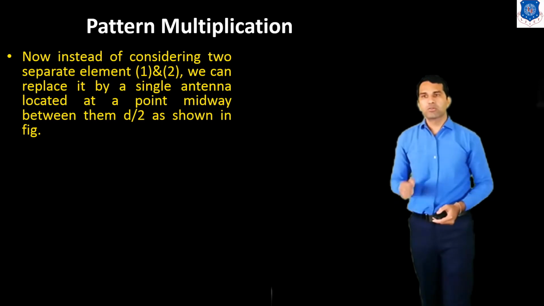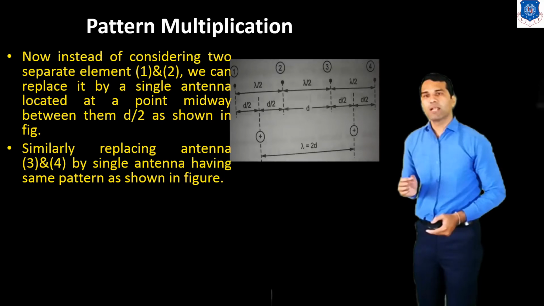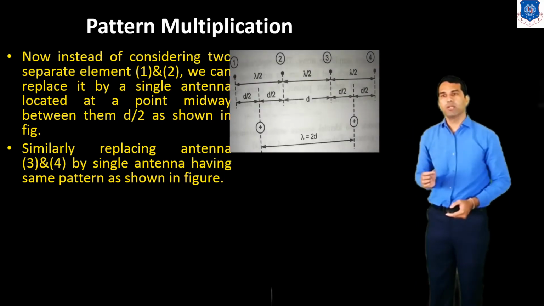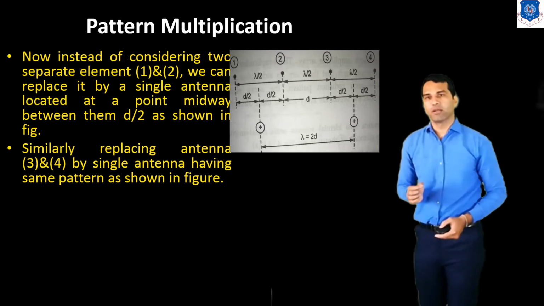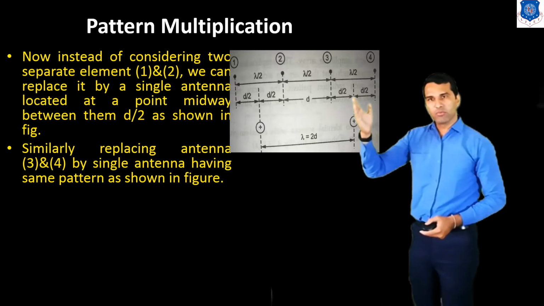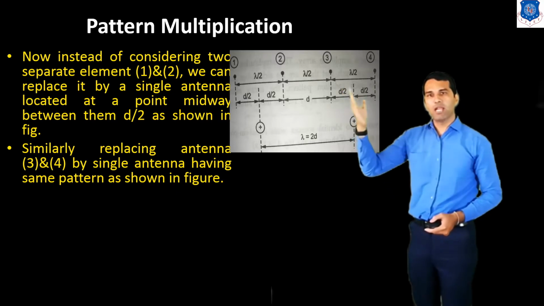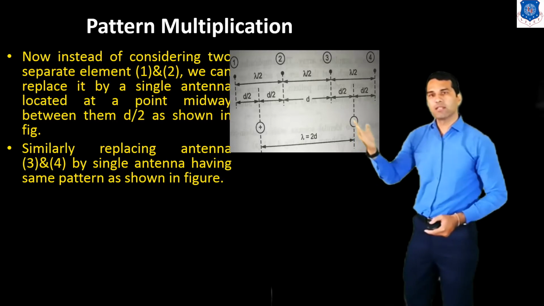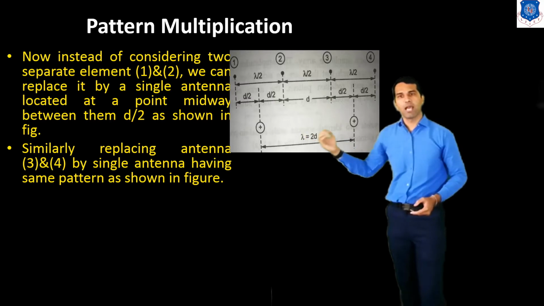Now, instead of considering two separate elements 1 and 2, we can replace them by a single antenna located at the point midway between them, d by 2, as shown in the figure. So here we have put this element like this. Instead of these two elements, we have put one separate element here. And same from that side, instead of two elements, we have put this element here.